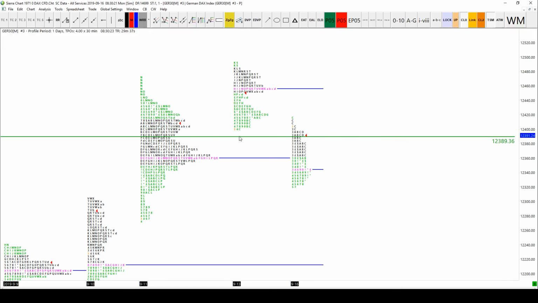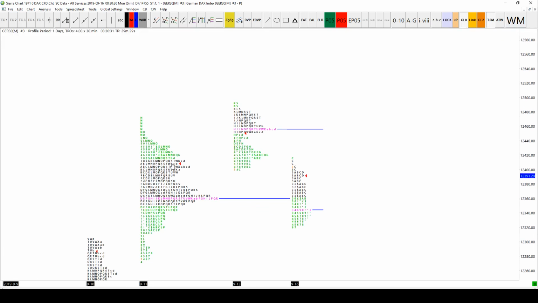So the TPO data, I've only got 4 days worth here. It shows you the profile for the last few days. So we've got an exposed point of control based on this data up here, around about 460, and we're currently trading in that value area of, I believe, Thursday. This would be Friday's profile and this would be Thursday.